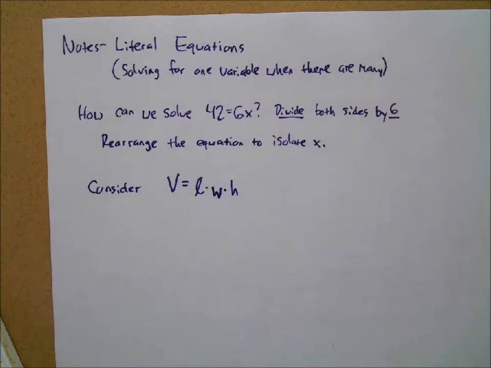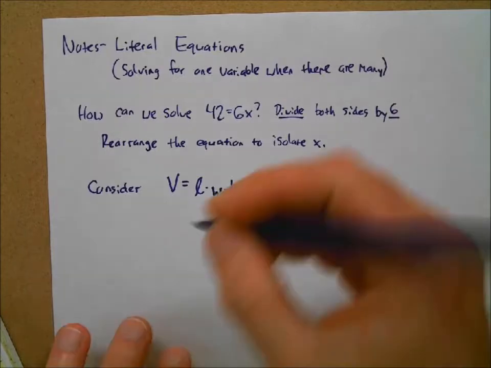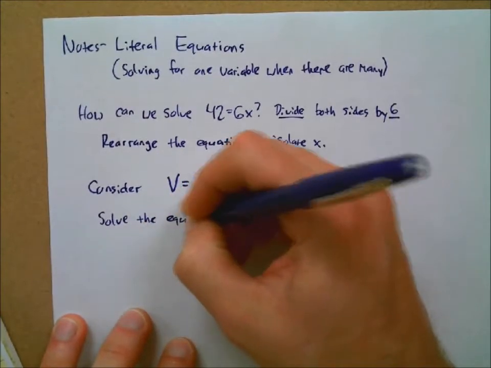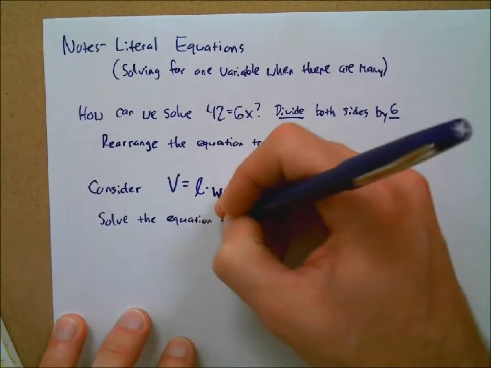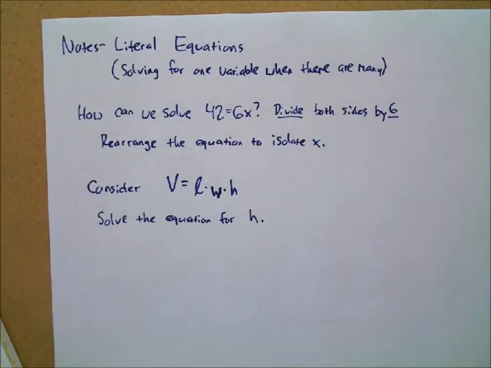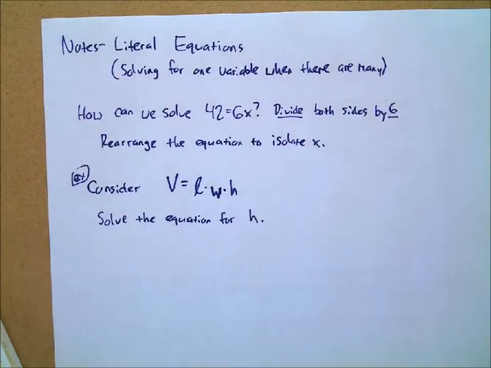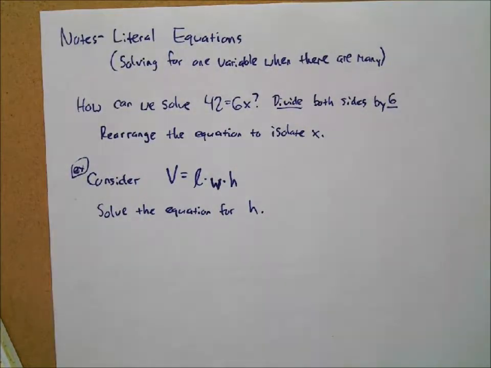Okay. So, there are many variables here, right? We have 4 of them. V, L, W, and H. All right, so we have many variables here to solve for. All right, so let's just pick one. Let's solve the equation for H. Okay, so this will be like an example here that we're going to do. Okay, we're going to take our equation there, v equals length times width times height. V equals L times W times H. And we want to solve the equation for H.